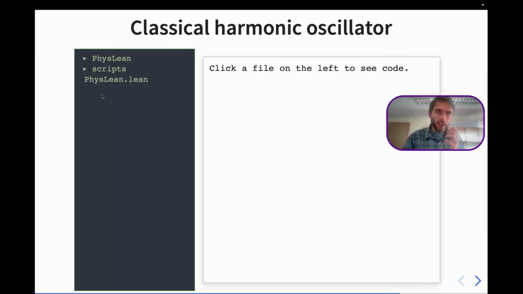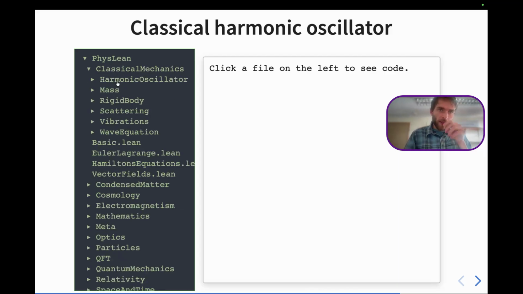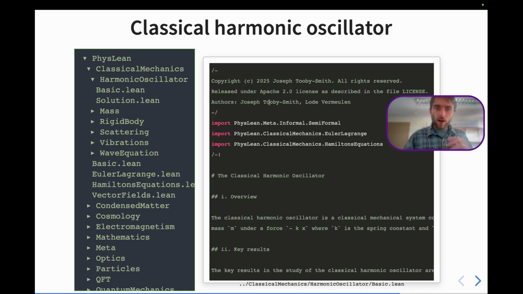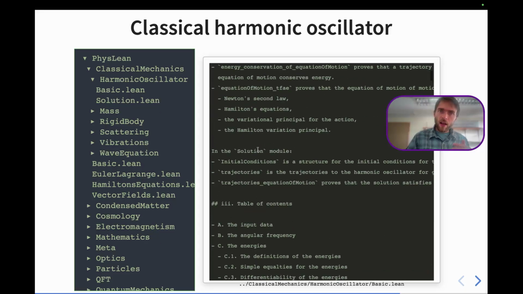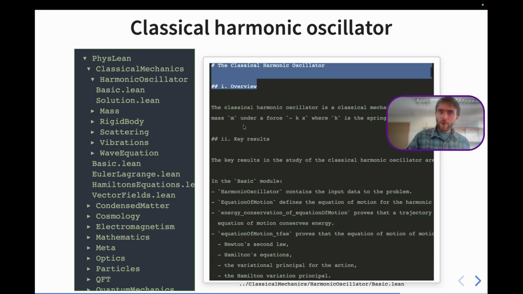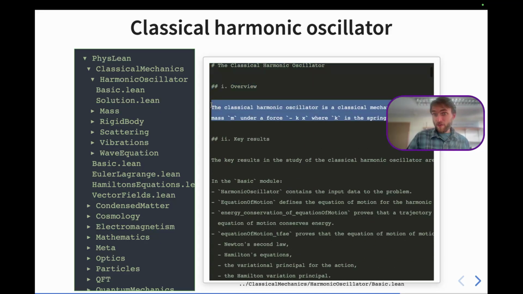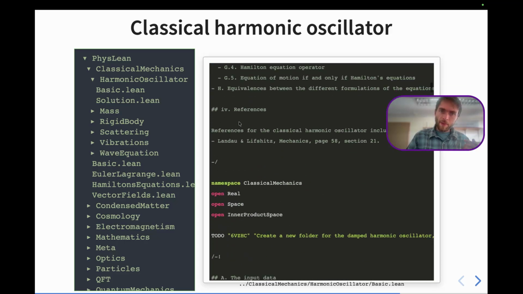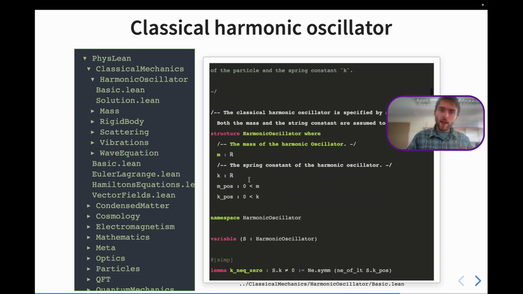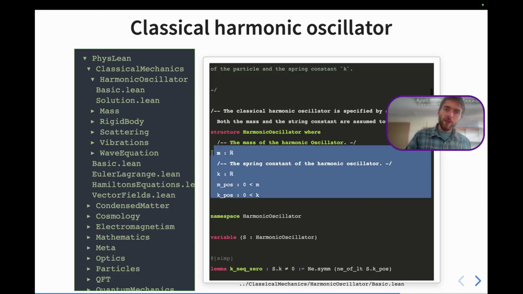I want to quickly show you what a file looks like within the project. So this is the classical harmonic oscillator file. This is something I have explained briefly in the past. It's got this big doc string at the start, which explains what the classical harmonic oscillator is all about. If you wanted to get involved in the project, you could help improve these sorts of doc strings. It's got a table of contents, and then the definition of the harmonic oscillator is the input data, the mass of the particle, the spring constant.